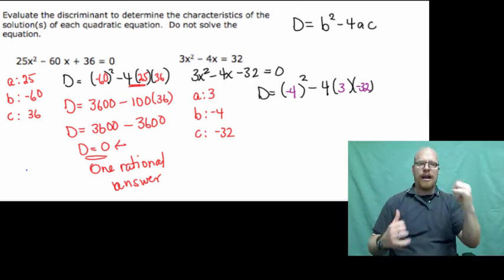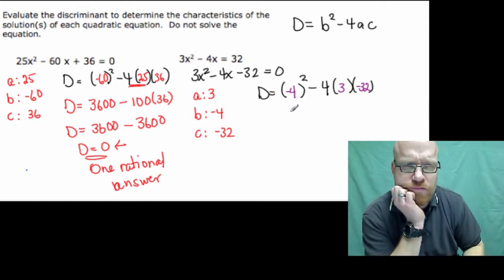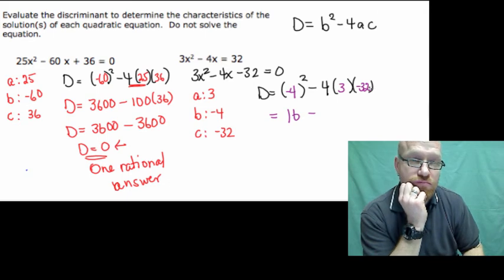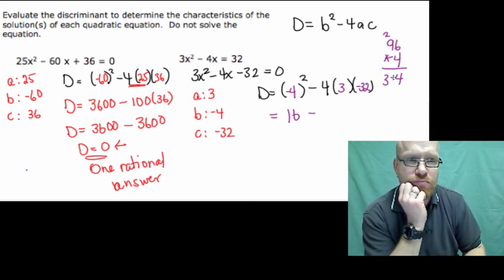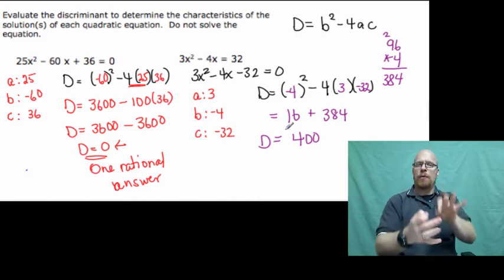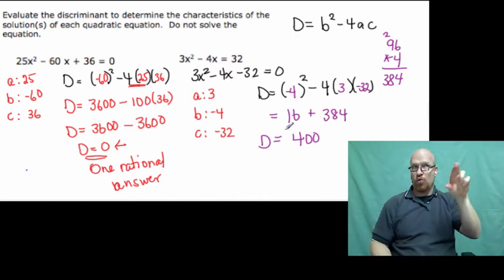Okay, now we'll calculate our answer. So now D equals 400. 400 is a perfect square. We can take the square root of that, and it's 20.